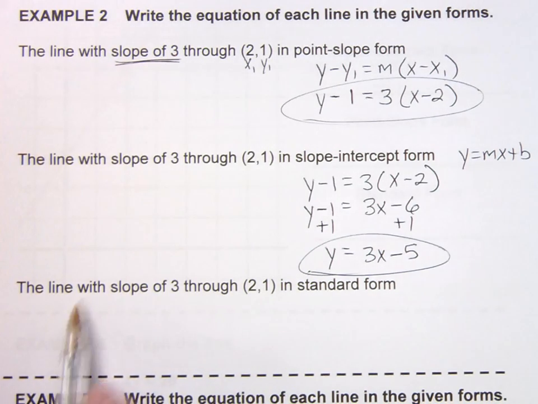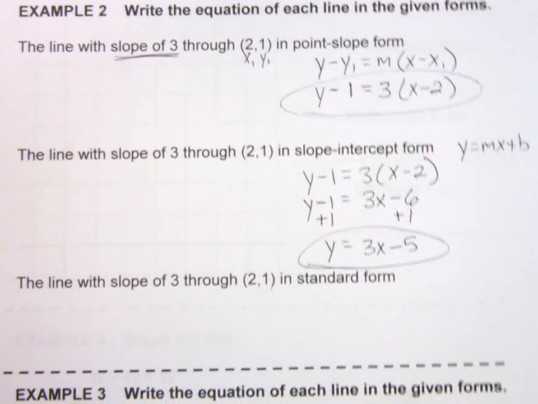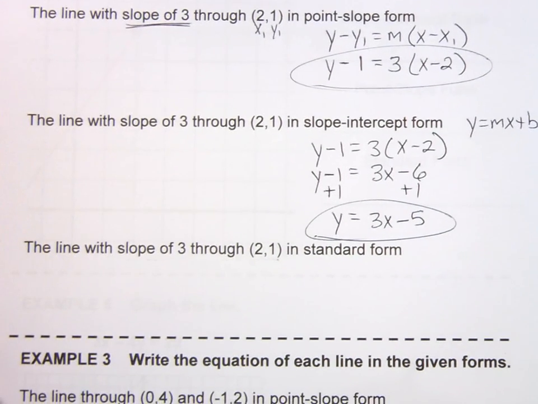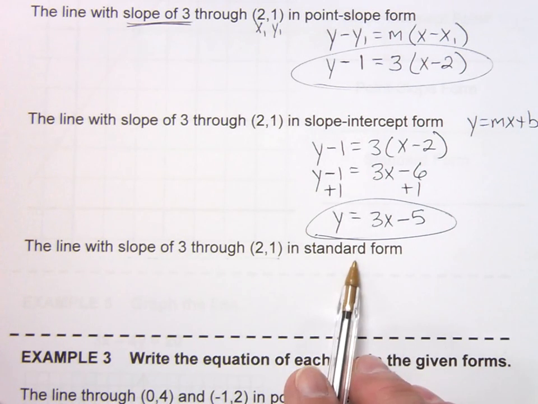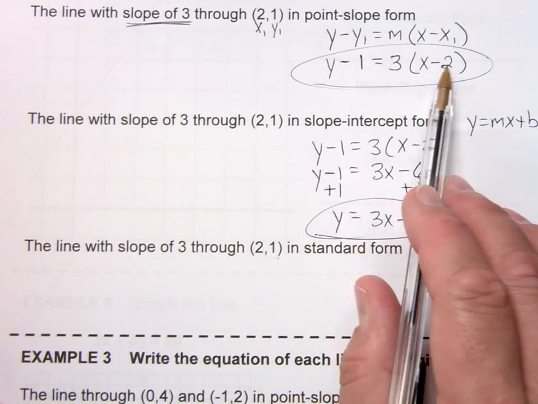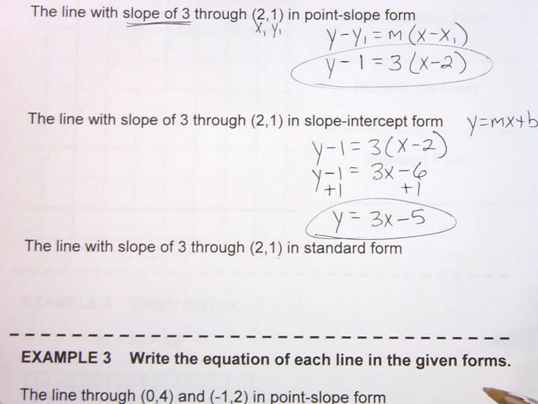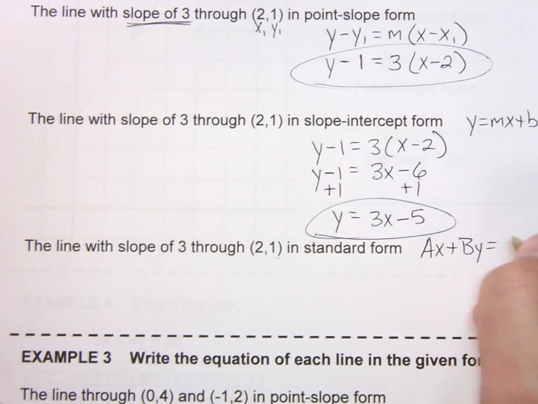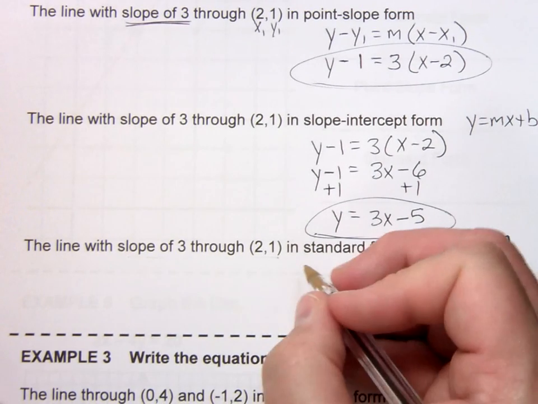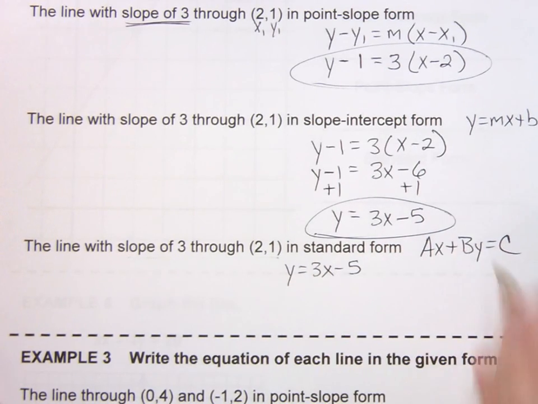And then the last thing we want to do with that same information, we want it in standard form. And the closest to standard form is slope-intercept form. So if I was given this problem, I would again start up here with point-slope form, work it down into slope-intercept form, and go from there. Standard form is ax plus by equals c. So I'm going to take this equation and try to get it in this format.